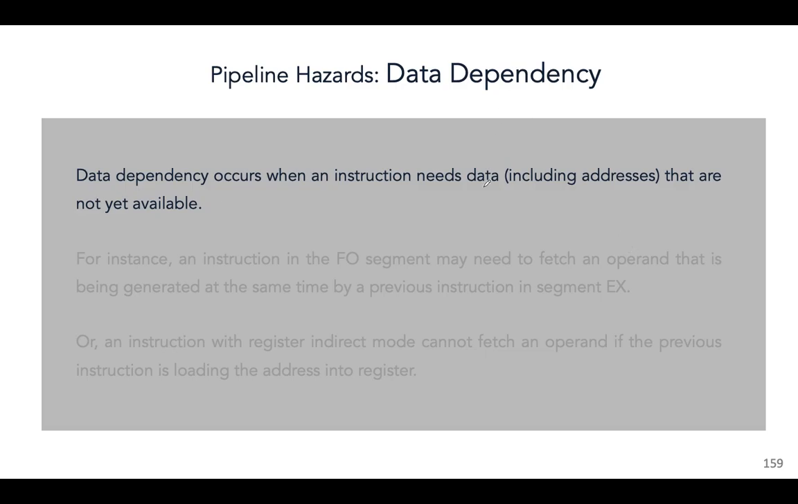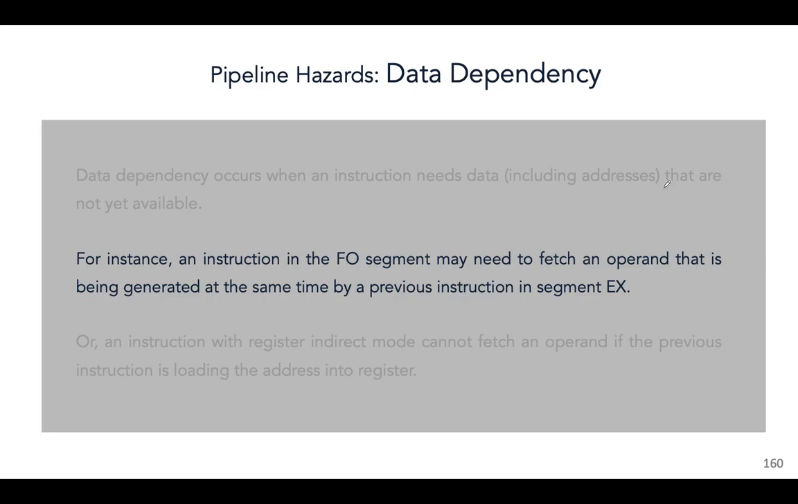The next kind of pipeline hazard is data dependency. Data dependency occurs when an instruction needs data, including addresses, that are not yet available. Instructions normally use either data, operands, or addresses. If an instruction requires some data immediately, without which it cannot proceed, and that specific data is not available at that time, there's a conflict, there is a hazard. This is called data dependency.